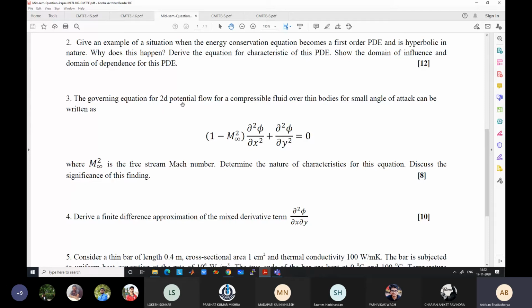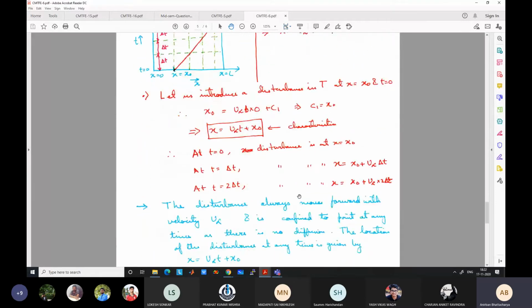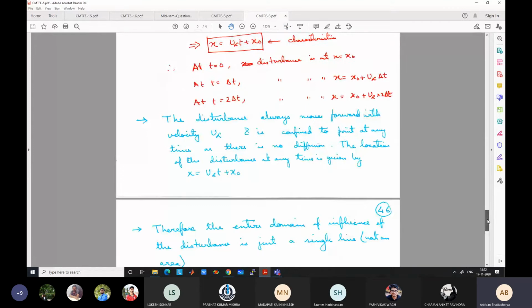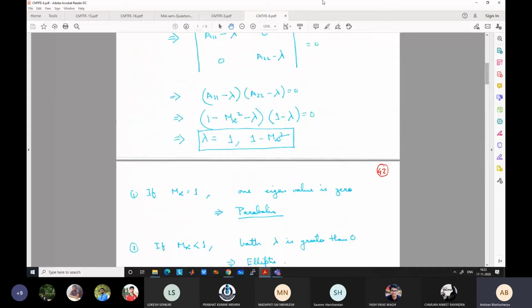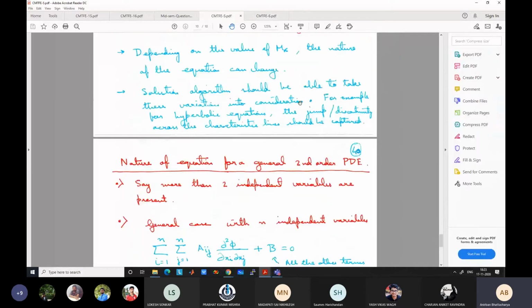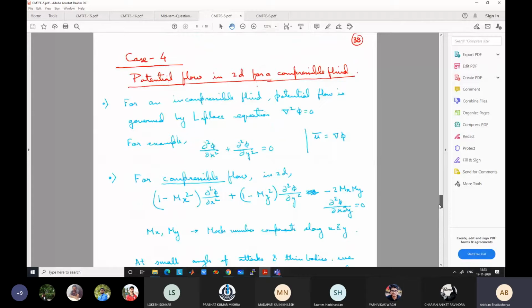So the governing equation for 2D potential flow is given: (1 minus M infinity squared) del squared phi by del x squared plus del squared phi by del y squared equal to 0. You have to determine the nature of characteristics for this equation and discuss the significance of this finding. Okay, so both the parts you have to answer. So determine the nature of characteristics. Either way you can determine, either based on eigenvalues, or directly based on the value of b squared minus 4ac that we have discussed, which is the easier way.